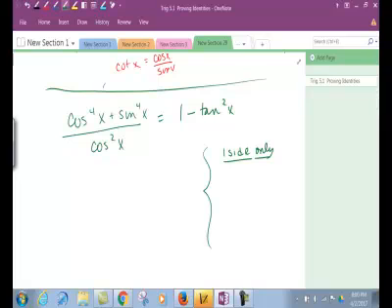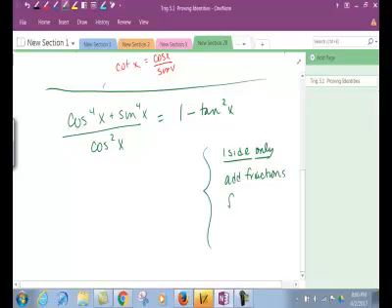Some other hints are if you have fractions, you'll want to add fractions. So finding common denominators, very common in this section. And sometimes we're asked to factor, and that's just what we're going to do in the problem that I've written on the board. And then sometimes you're asked to change trig functions to sine and cosine.